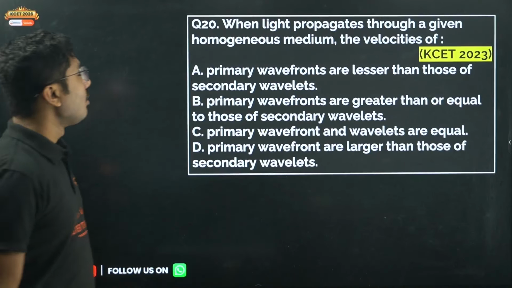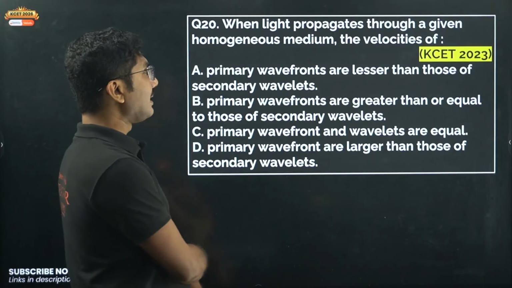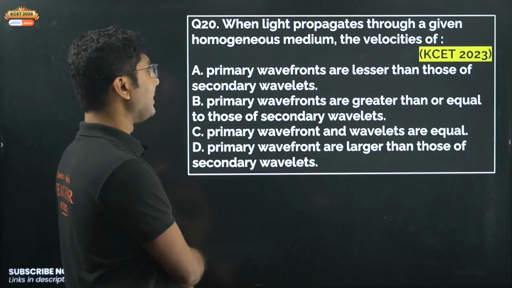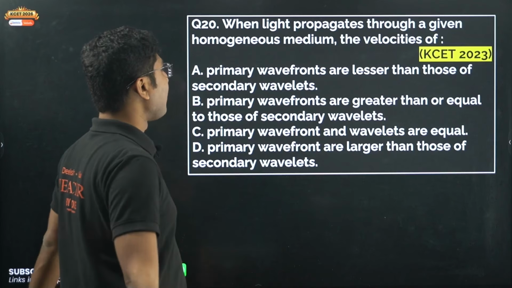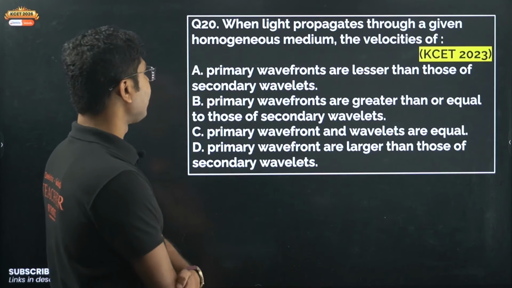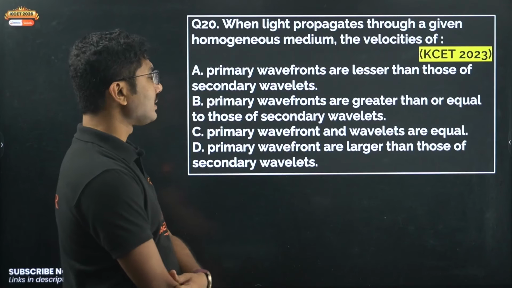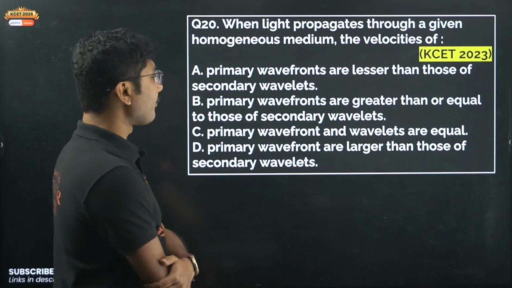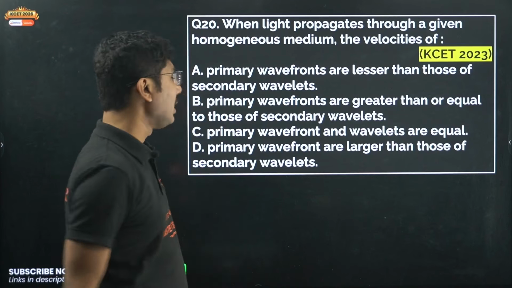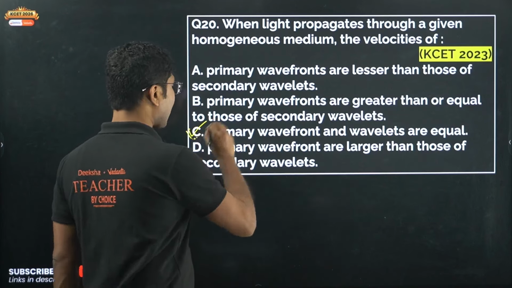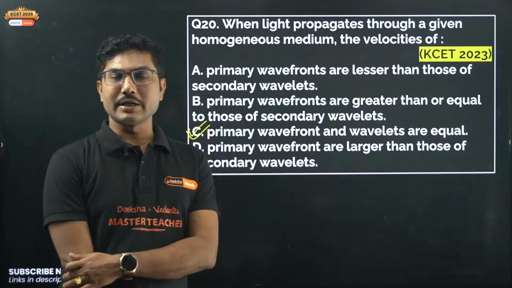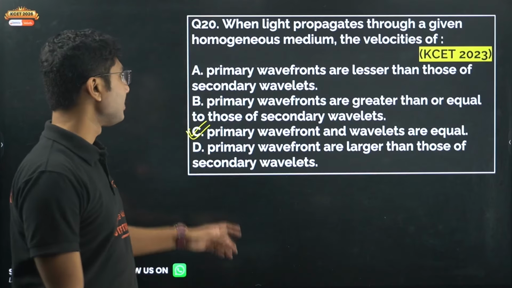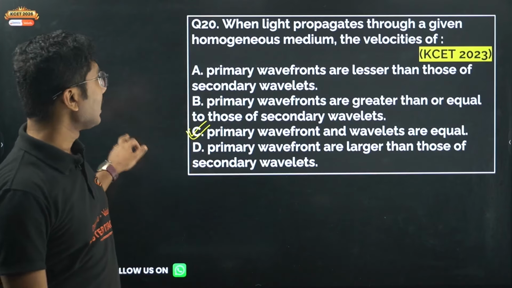Now next, when light propagates through a given homogeneous medium, the velocities of primary wavefronts are lesser than those of secondary wavelets; primary wavefronts are greater than or equal to those of secondary wavelets; primary wavefronts and wavelets are equal. So this is the correct answer. Primary wavefronts and secondary wavelets are equal always. That is the Huygens principle. So option C is correct.